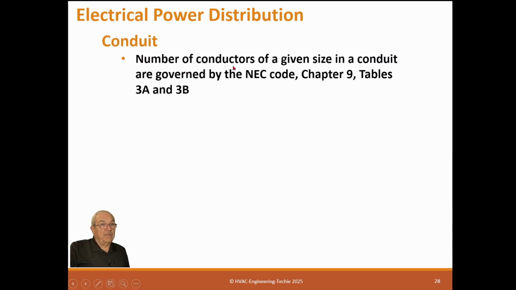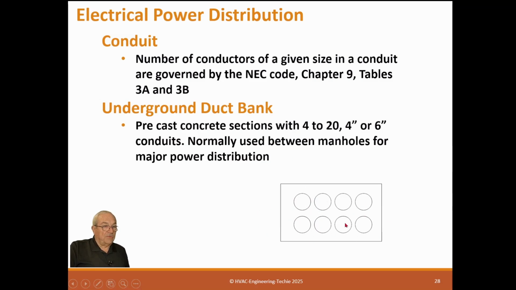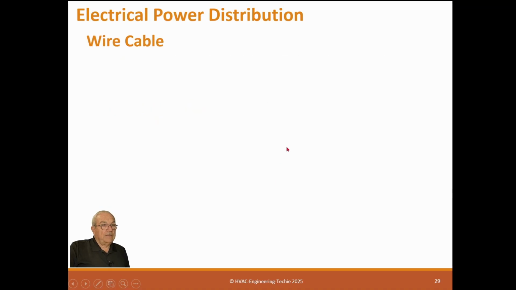Conduit. The number of conductors of a given size in a conduit is governed by the NEC code, Chapter 9, Tables 3A and 3B. Underground duct bank: precast concrete sections with up to 4 to 24, 6-inch conduits, normally used between manholes for major power. They can also be 3-inch. And they look like this. They're pieces of concrete sections. You put them down, and then you have all these different banks to run them in.